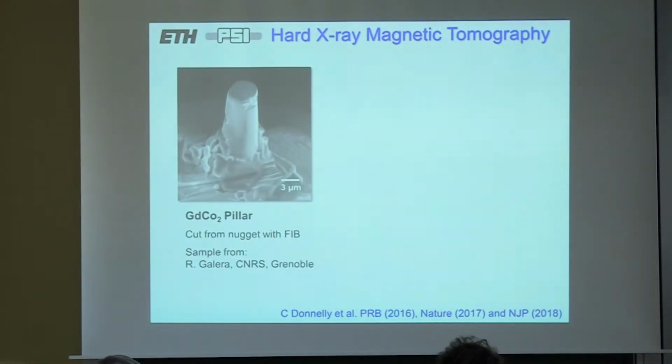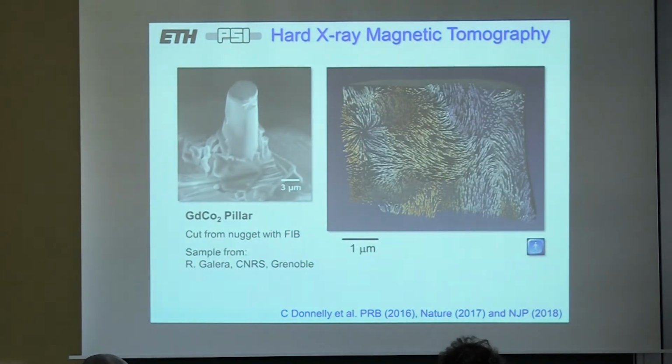to a gadolinium cobalt pillar, and this shows an image of that pillar. It's very, very complex, and there are people that think that one can use this very complex 3D magnetic configuration to store information.